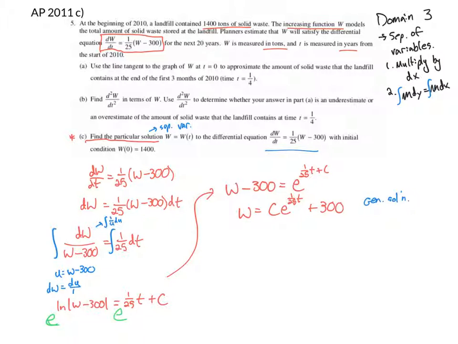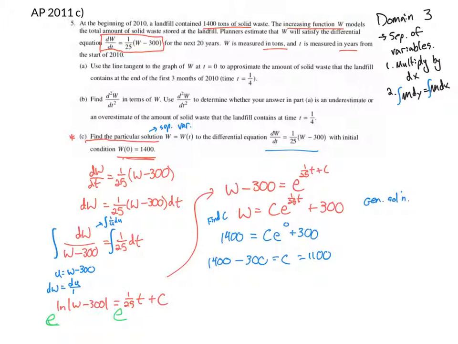Okay, so what we're going to do is take the point that we're given, 0, 1400, and plug in 1400 for W. Right here, I like to mention we're finding C. 1400 equals C times E, and I'm plugging in 0 for T. 0 times 1/25th is 0, and then E to the 0 is 1. So 1400 minus 300 equals C. So that means that C is equal to 1100.